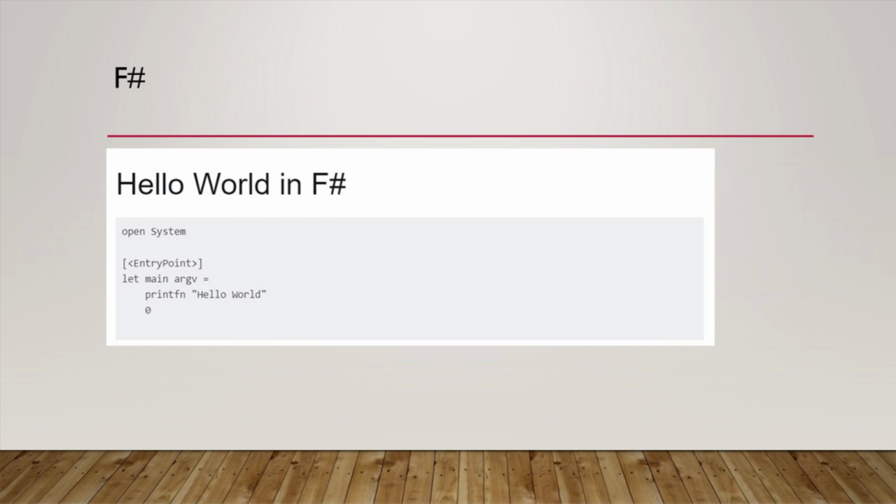printfn "Hello World". The printfn function outputs the string passed as its first argument, also appending a new line. 0. F# functions always return a value, and the value returned is the result of the last expression in the function. Putting 0 as the last line means that the function will always return 0, an integer.